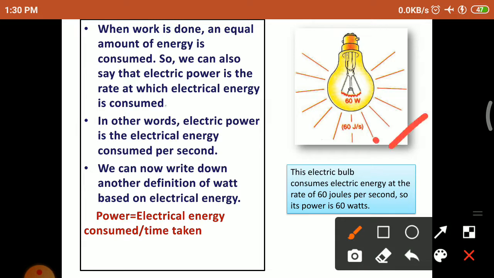See, this electric bulb consumes electrical energy at the rate of 60 joule per second. So its power is 60 watt. The 60 watt bulb is nothing but it consumes 60 joules per second.